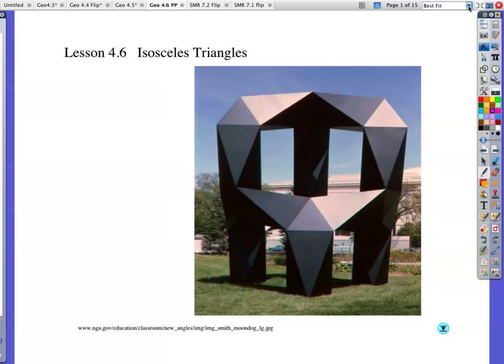Lesson 4.6, isosceles triangles. So we have these triangles, a nice little sculpture here. If you end up going into art and making sculptures, you can consider all the math you've learned and incorporate it into some nice, beautiful sculpture like that. There's lots of isosceles triangles in there, and I think I see an equilateral triangle as well.